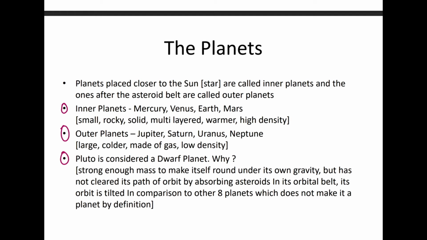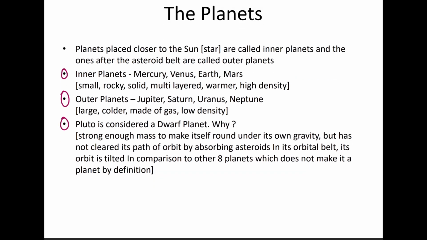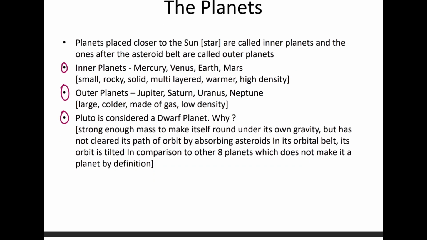So we generally find that the inner planets are small, rocky, solid, multi-layered, warmer, and have higher density. Outer planets, Jupiter, Saturn, Uranus, and Neptune, they are large, colder, made of gas, low density. This is generally what's happening. So why is Pluto not considered a planet, and why only a dwarf planet? It has strong enough mass to make itself a round object, so this qualifies as a planet. But what's the problem? It has not cleared its path of orbit by absorbing asteroids in its orbital belt. Its orbit is tilted in comparison to the other 8 planets, which does not make it a planet by definition.